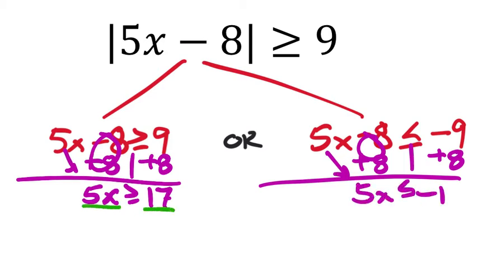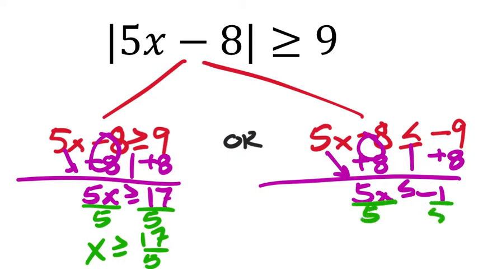Divide both sides of both inequalities by 5. So x now is greater than or equal to 17/5. And this one, divide by 5. X is less than or equal to negative 1/5. And yes, this is still an or statement.